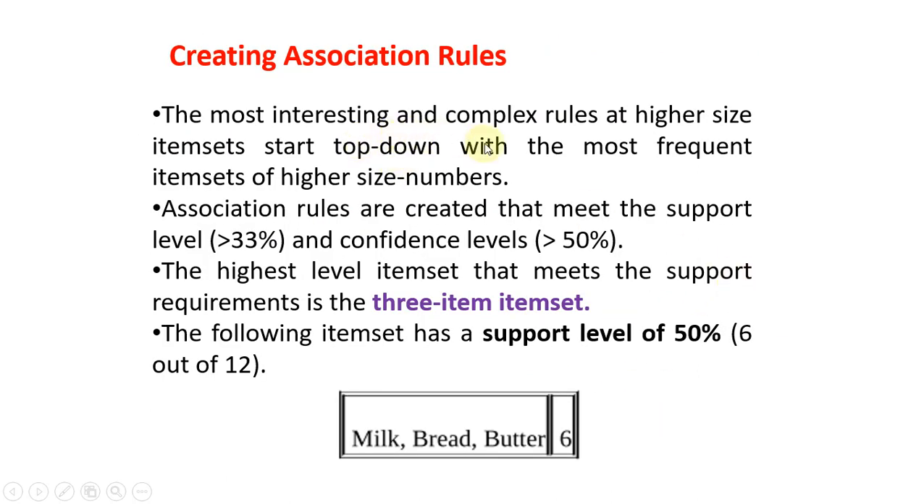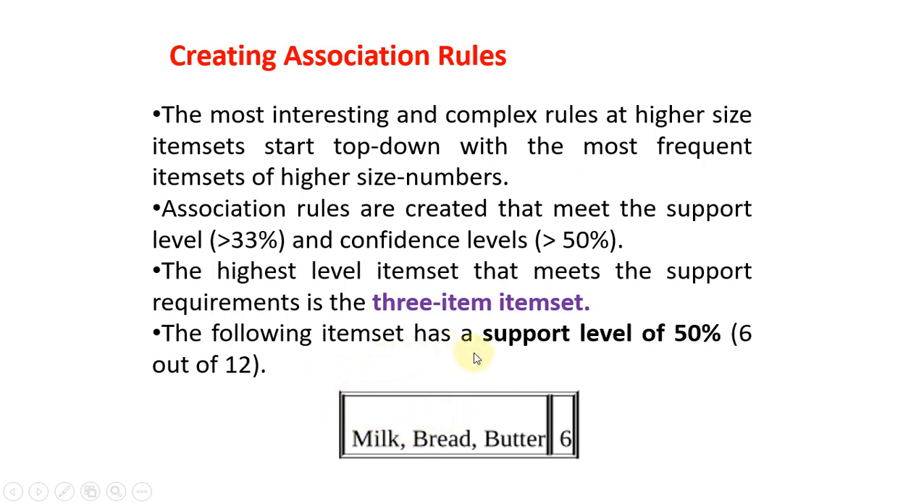Then for the most interesting and complex rules at higher size item sets, start top down with the most frequent item sets of higher size. So here association rules are created that meet the support level, which is more than 33%, and the confidence level should be more than 50%. The highest level item set that meets the support requirement is the 3 item set here.